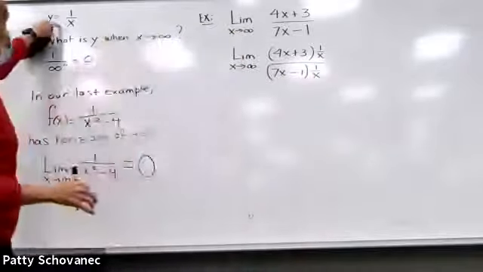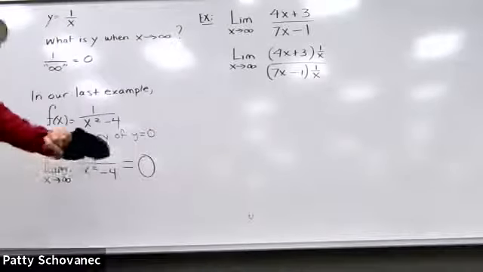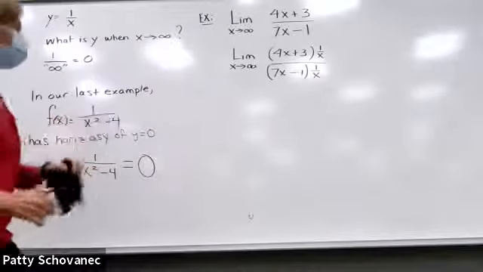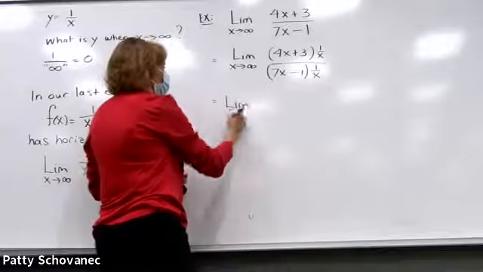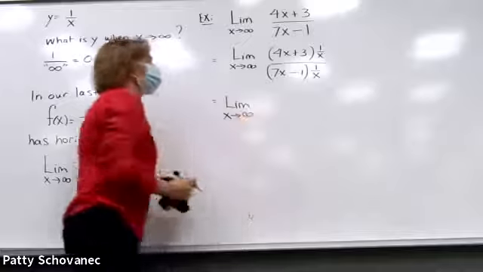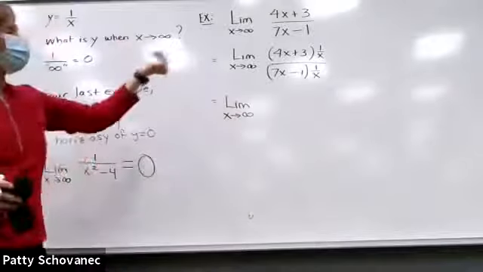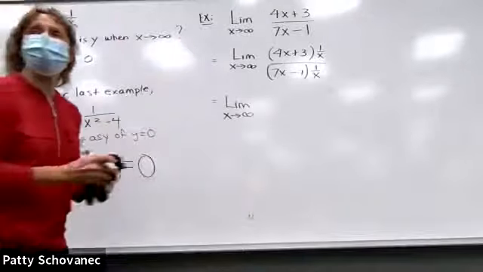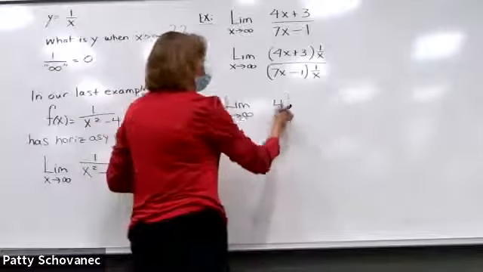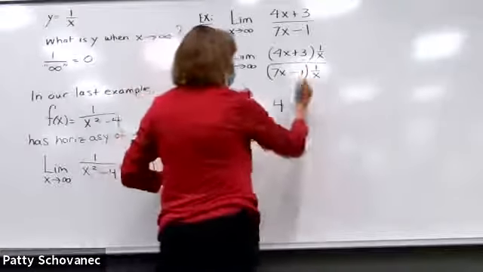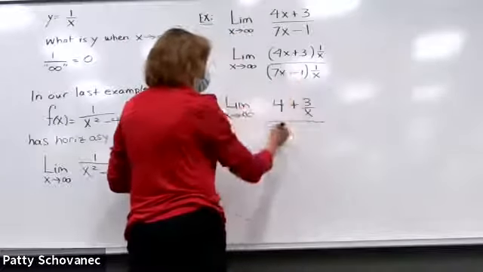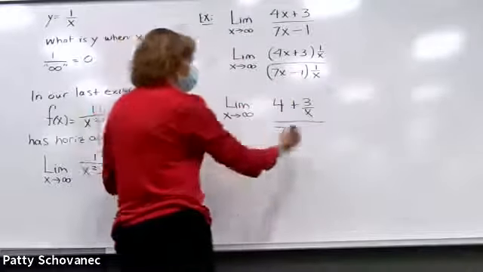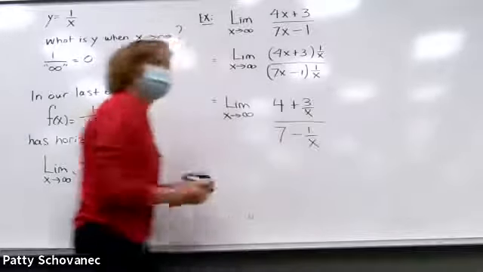So that I'll have terms in there that look like this when I distribute that. Distribute that x now through there, and I'm going to have 4x over x. That'll simplify to 4, plus 3 over x. And then I'm going to have 7x over x. That simplifies to 7 minus 1 over x.